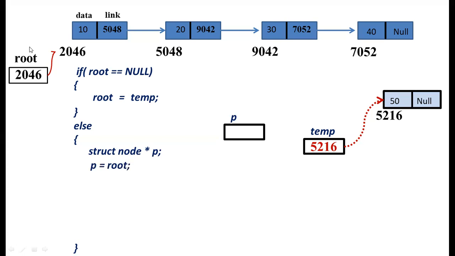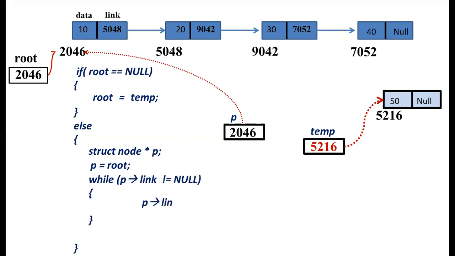Initially the root value we are assigning to P. So now the control is at the first node. The P is pointing to the first node, that is the root node. Now we need to bring the control from this location to the last location. With the help of the while loop, we can do this: while P to link not equal to null.